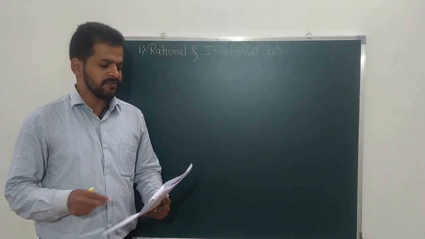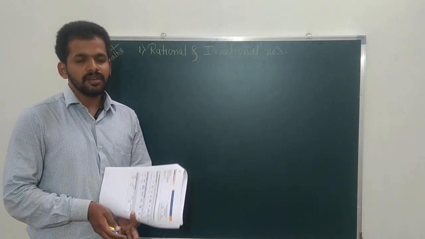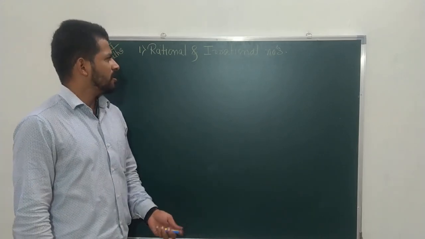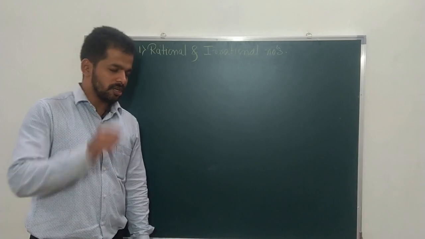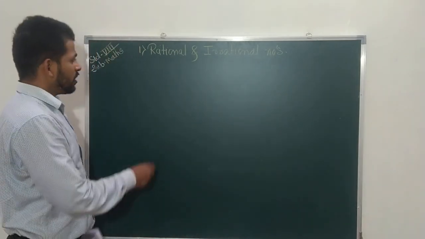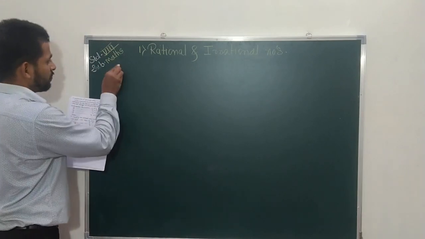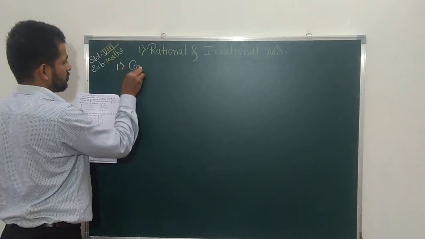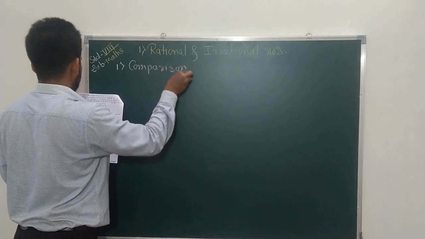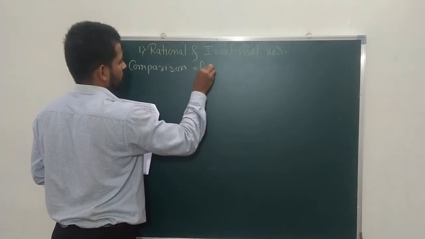In the previous video, the first video, you learned how to plot irrational numbers and also natural numbers, whole numbers and integers. Now in this lecture we have to take the first point, that is comparison.